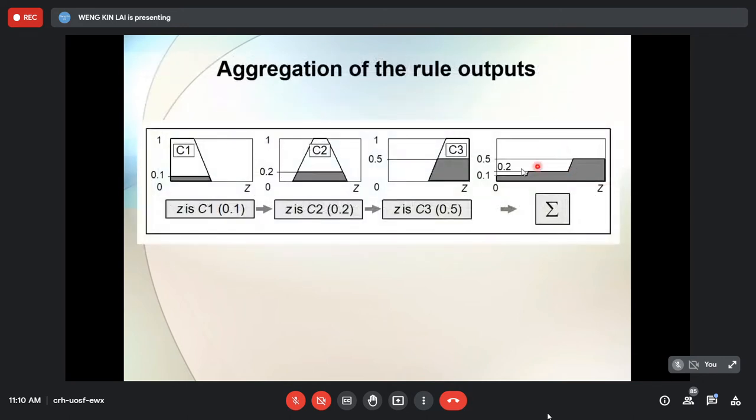The rest have been removed. The top here is clipped, right? Thrown away. Same here, thrown away, and here, thrown away. So now how do we combine and get one value? Basically, you sum up all the three areas here into this. This is your process of rule output aggregation.